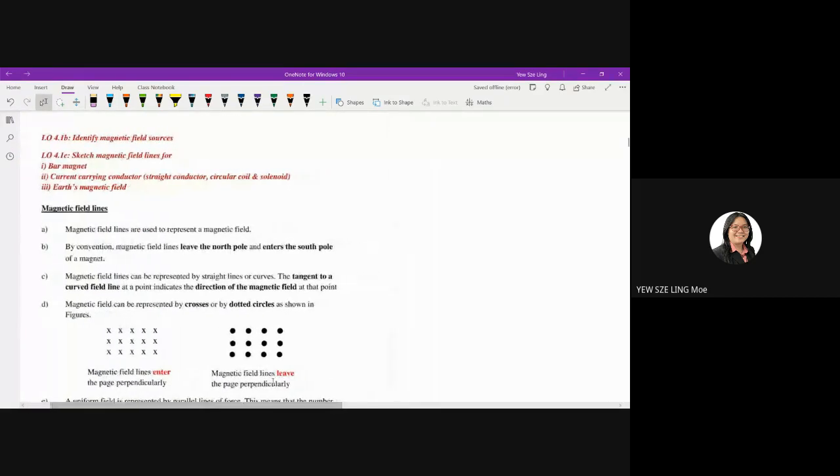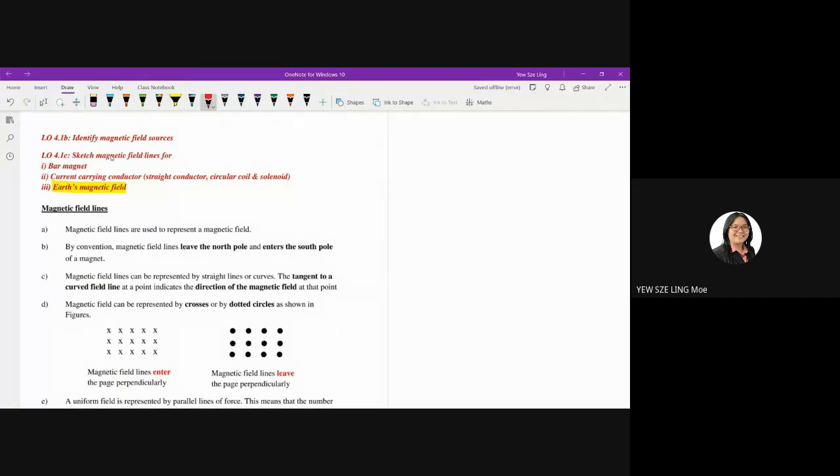First of all, let us go through the learning outcome. Learning outcome: identify magnetic field source. Sketch magnetic field line for magnetic bars. It's very simple. Current is also quite simple, if you know how to draw it. And the one that I want you to take note of is the Earth magnetic field. The Earth magnetic field is a bit special. We'll go through it after a bit.